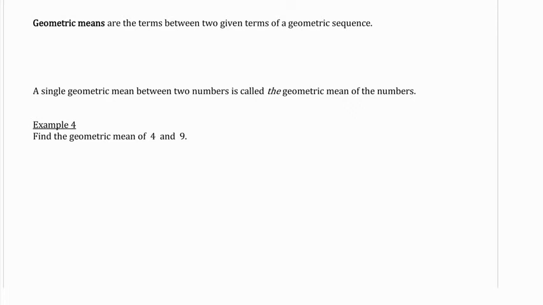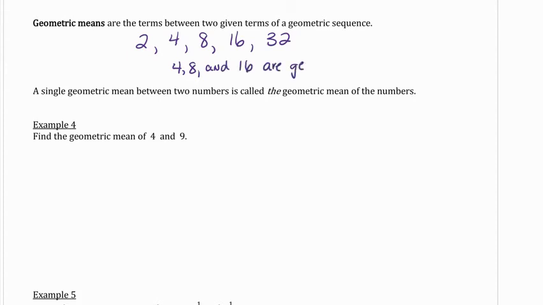So if I make a geometric sequence, I'll make it easy. Let's start with 2, and I'm going to multiply by 2 every time. So 4, 8, 16, 32, right? That would mean that 4, 8, and 16 are geometric means of 2 and 32, right? 4, 8, and 16 are geometric means of 2 and 32. Those are the numbers that I could place in there and make a geometric sequence.